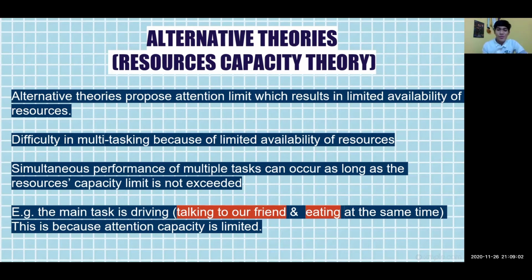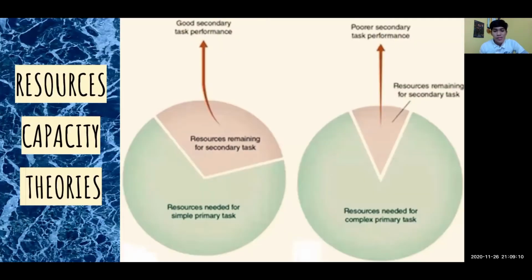Okay, so we proceed to the next slide. For this slide, I'm going to show you the pie chart. As you can see, the left pie chart shows that when you have a simple primary task, you have more resources remaining for the second task. The right pie chart shows that when you have a more complex task, such as driving, you have fewer resources available to do secondary tasks such as texting or calling. So that's all for resource capacity theories.